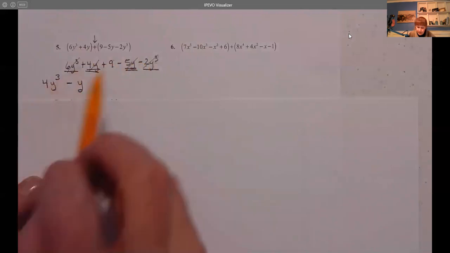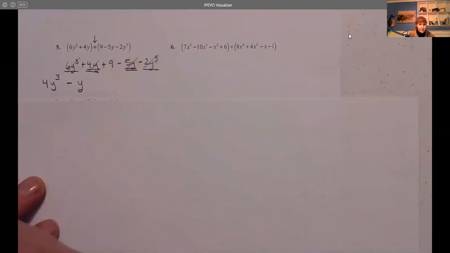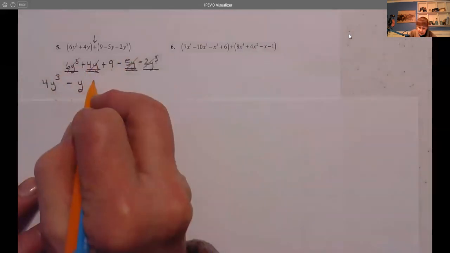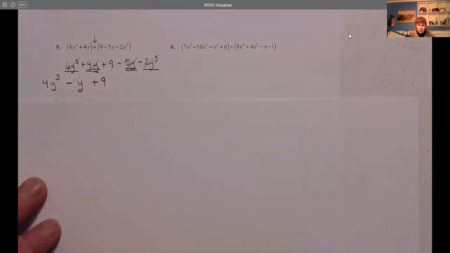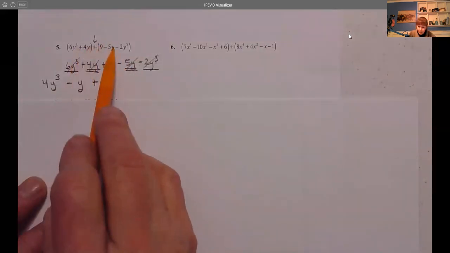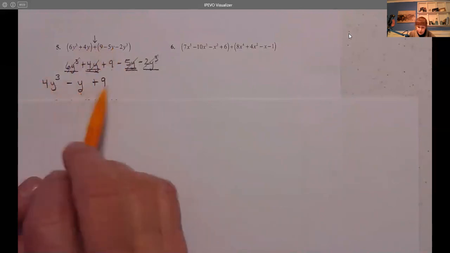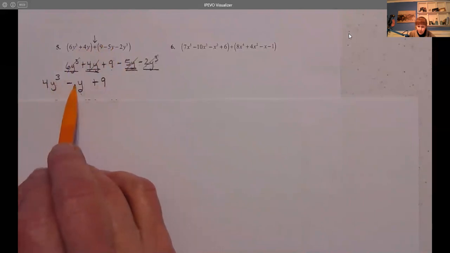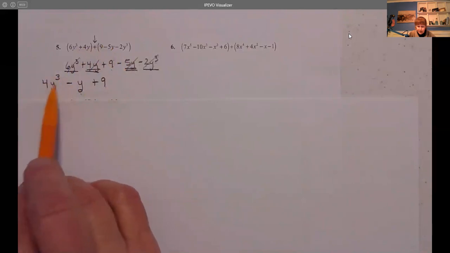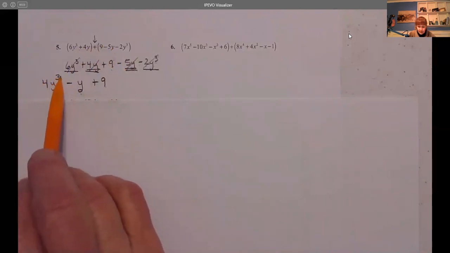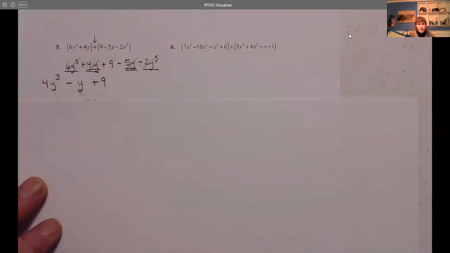Now the 9, there are no other constants without a variable, so the 9 has to stay by itself. And you're done. We combined these two and ended up with a trinomial. The coefficients of the trinomial are 4, -1, and 9. And the degree is this exponent of 3. So the degree is 3.